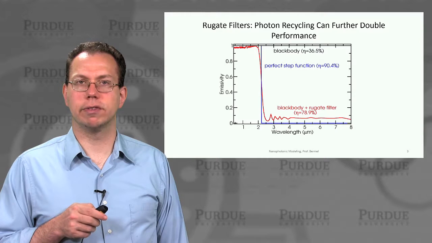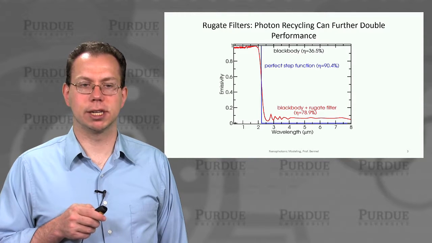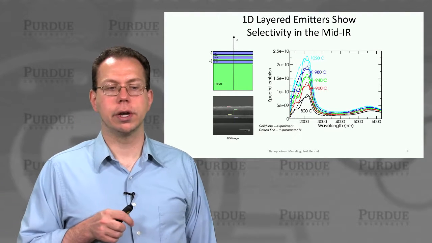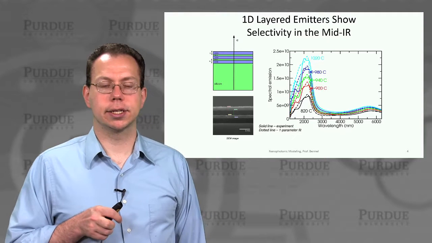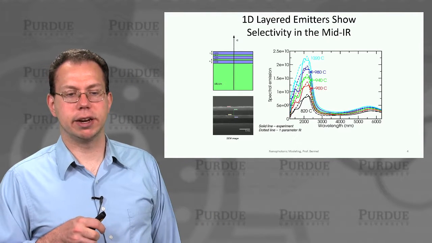But it can extend over a very broad range of wavelengths, as was shown in that previous experiment. So that kind of set the stage for this. And then you can also create 1D selective layered emitters that have good selectivity in the mid-infrared.